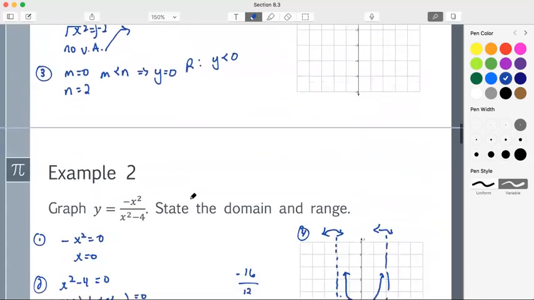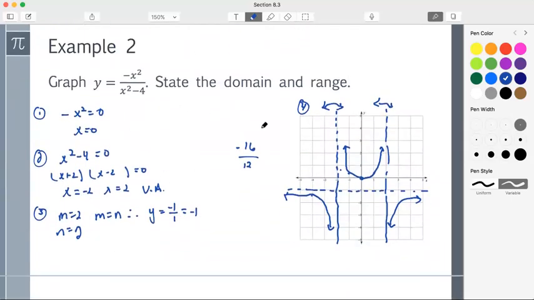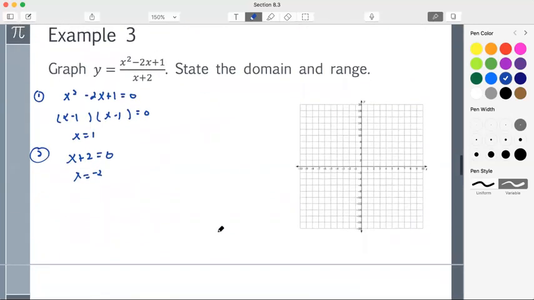Oh, let me go back real quick to number 2. I forgot the domain and range. Okay, so the domain. Notice right here, x cannot equal -2 or 2. So all real numbers such that x cannot equal -2 or 2. Our range is going to be all real numbers such that y cannot equal -1. All right, now back to example 3.